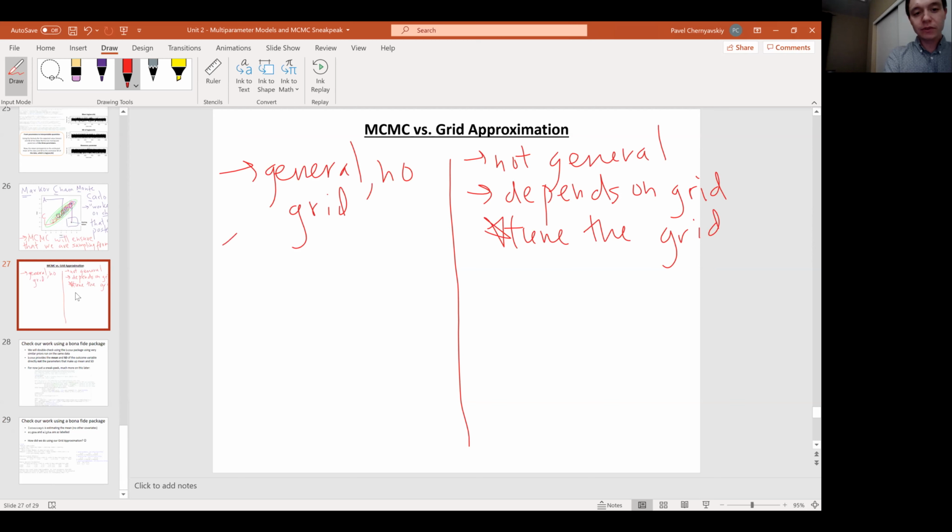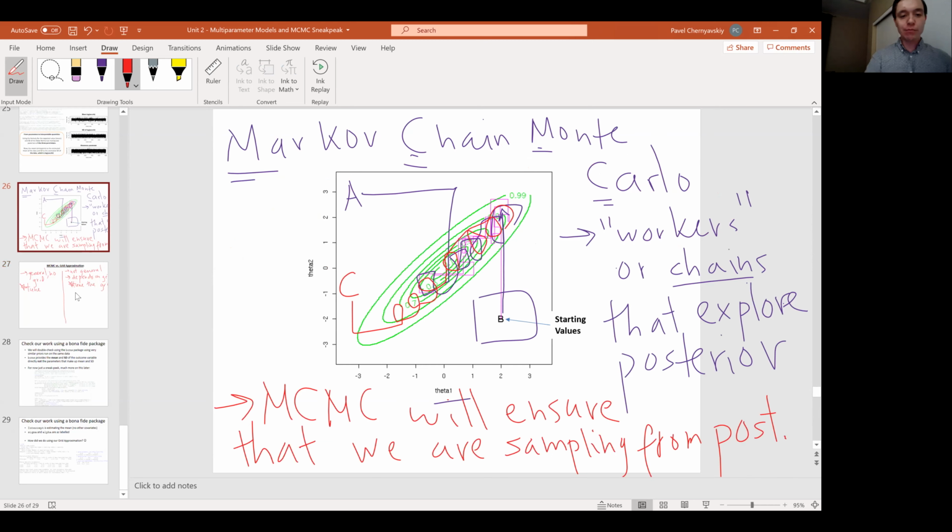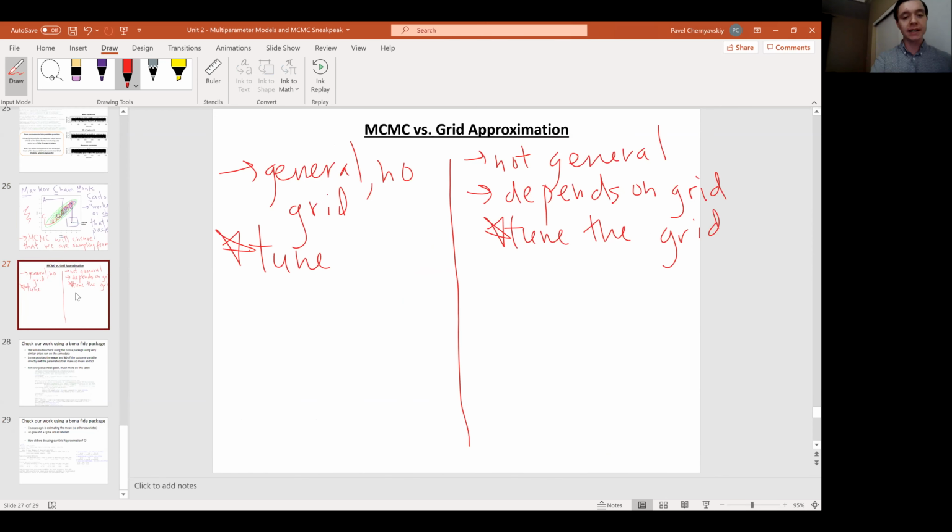But you do still have to tune something. You have to tune the sampler itself. Remember that we're generating random numbers from what we hope is the posterior. So how you generate these random numbers, how you move about the space, how you generate random coordinates to move about the space has to be tuned. We'll talk more about it. So we have to tune the sampler.